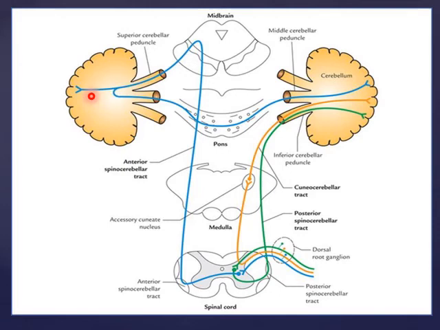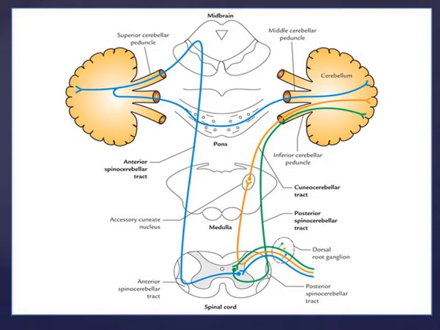Now you can see these blue fibers: the anterior spinocerebellar tract has some fibers that then leave again through the middle cerebellar peduncle, cross over, and supply the contralateral cerebellum. So it basically supplies both sides of the cerebellum, and it is a double crossed tract. It crosses at the level of the spinal cord. So this is one of the important aspects.